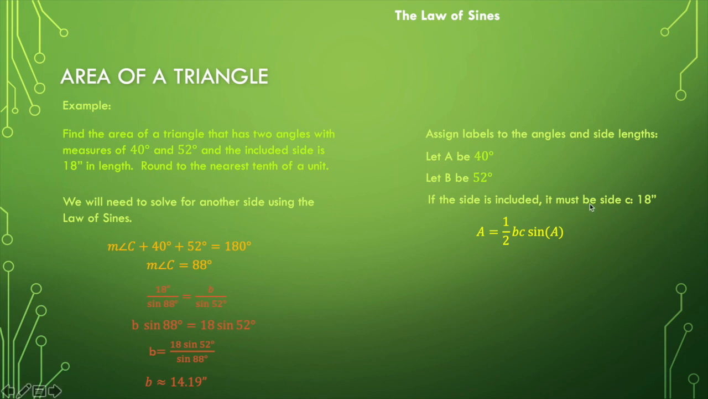All right, so now I have side C and side B, so I can go ahead and use this formula with the sine of angle A, substitute all the appropriate things in the right places, and then use our calculator to crunch these values. All right, so half of 14.19 times 18 times the sine of 40 degrees is going to give us about 82.1 square inches. Always look to see what your problem asks you to round to. And in this case, we've got it rounding to the nearest tenth of a unit.